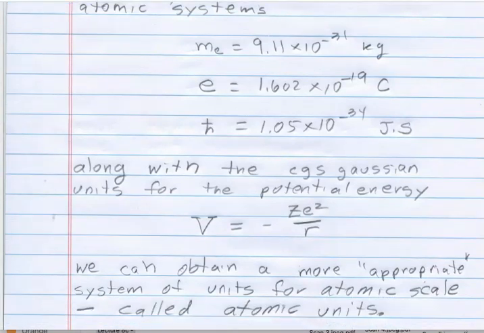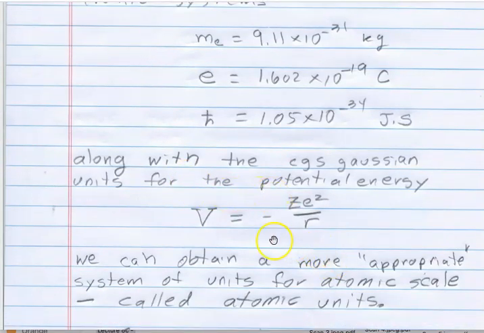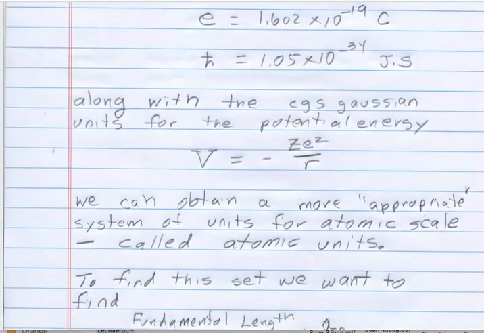the simplifying factor that we'll use the CGS Gaussian for the potential energy term for these hydrogen and hydrogenic type atoms. And with that, we can obtain a more appropriate system of units for things on this atomic scale, and they're naturally enough called atomic units.